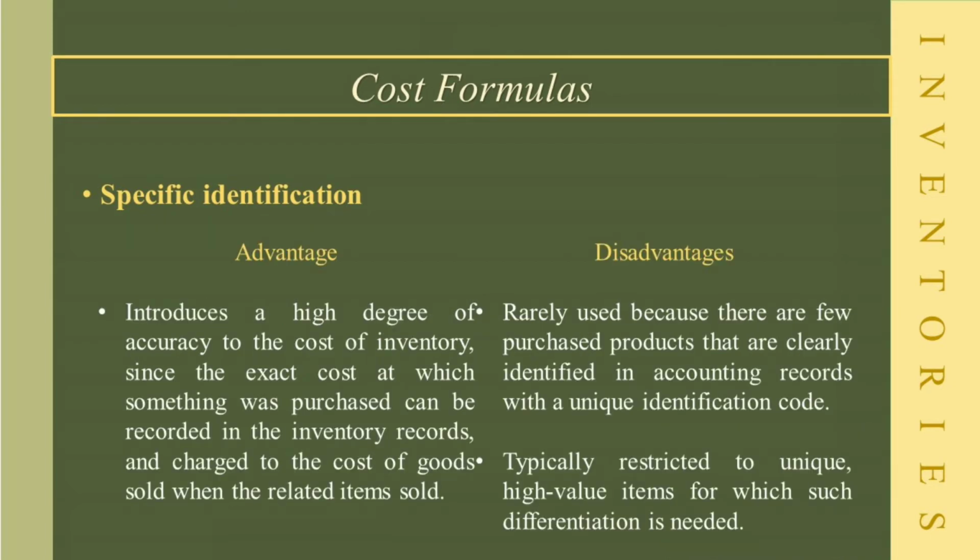The advantage of specific identification is that it introduces a high degree of accuracy to the cost of inventory, since the exact cost at which something was purchased can be recorded in the inventory records and charged to the cost of goods sold when the related item is sold. The disadvantage is that it is rarely used because there are few purchased products that are clearly identified in accounting records with a unique identification code. Moreover, it is typically restricted to unique, high-value items for which such differentiation is needed.